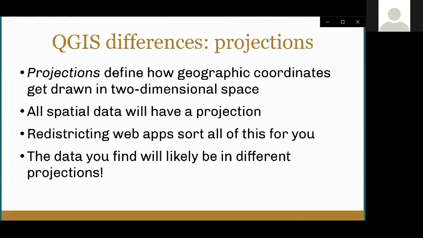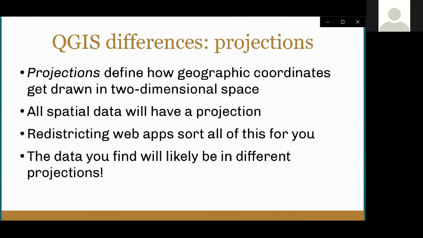One other really important thing about QGIS is understanding projections. Projections are something that you don't have to worry about if you've only used web applications, but they're fundamentally important before you start jumping into using a GIS software package. A projection is just how a geographic coordinate gets drawn in two-dimensional space. There are thousands of different projections. A lot of these you will never use in your life. The most common one is something called the 4326 projection.